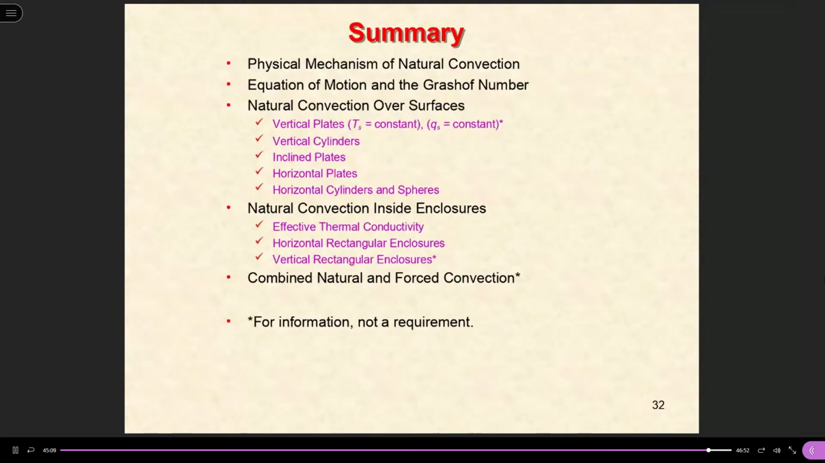Do remember the major concepts we have today: what is the mechanism of natural convection and how different it is from forced convection. Instead of using the Reynolds number, now we have the Grashof number, and further we have the Rayleigh number. And remember, the Rayleigh number is defined as the Grashof number times the Prandtl number.